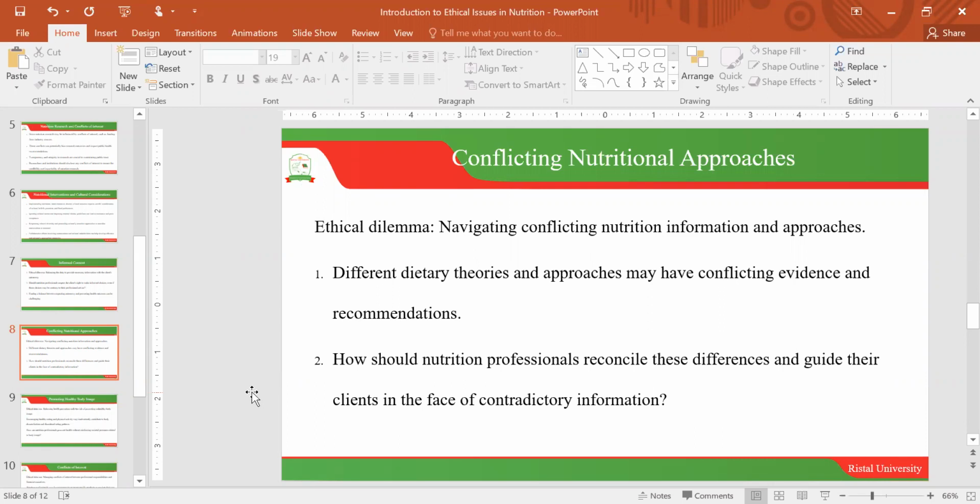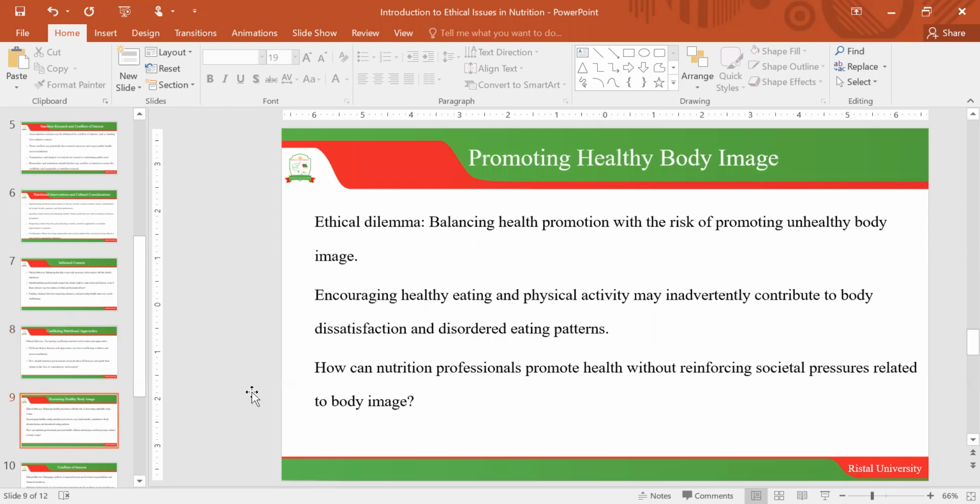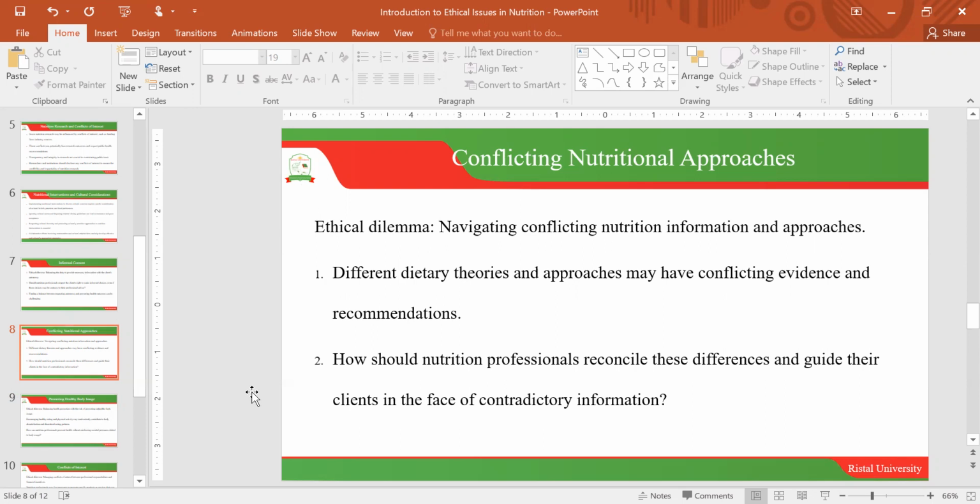Or a client is actually confronting you with such an issue. How are you going to guide them when you have contradictory information? Sometimes the information that comes from research is actually contradictory. They recommend this, and then they recommend something else tomorrow. So how do you navigate that? It's quite difficult. But the emphasis here is that you need to rely on the latest evidence and recommendations. So that means that you need to be a person who is actually knowledgeable.